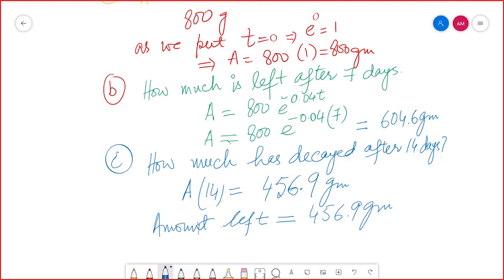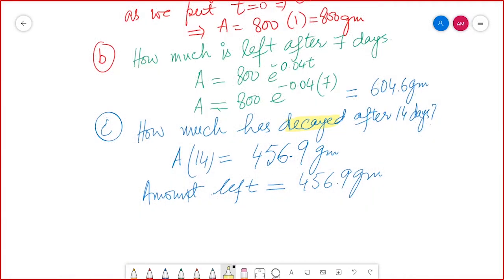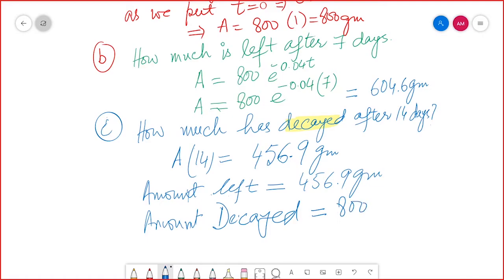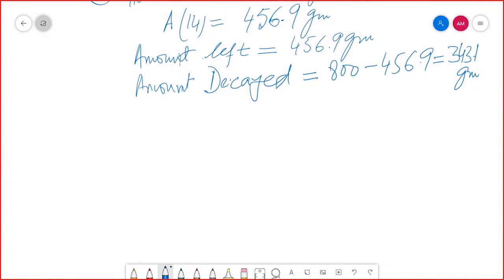The question was how much is decayed, let me highlight it. What is this equation giving you? How much is left. Does the question ask for how much is left? So the amount decayed is actually, let me write it again, the amount decayed, because we subtract from 800 minus 456.9. So as you said, this is equal to 343.1. Okay, good. So it is important to understand that questions are normally not that straightforward. You will have to see what is there. Do you understand what I'm trying to highlight?